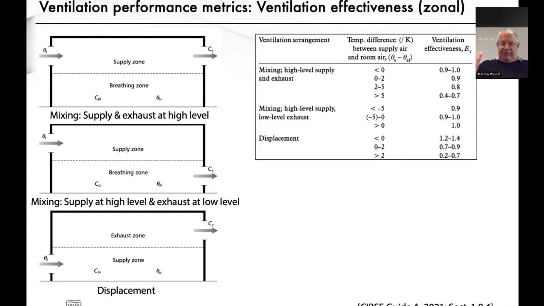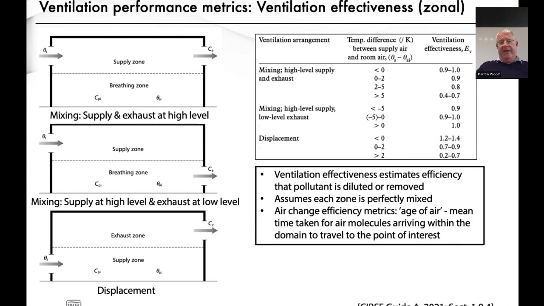So again, this is quite zonal space specific, and it is quite simplistic, but it could be used to give you some early indications about ventilation performance. And this ventilation effectiveness is about estimating the efficiency that pollutant is diluted or removed. So it's like assume that it's throughout that particular zone, and it assumes that each zone is perfectly mixed.